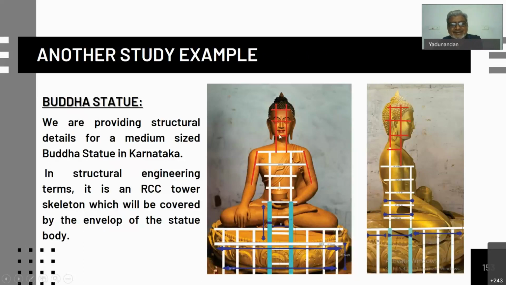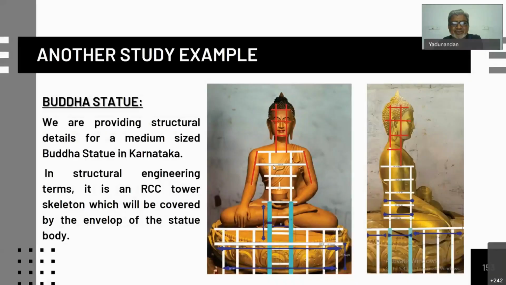So, not covering the water tank in detail because of the time, I end the presentation with just an example of a project that we are doing. We are providing the framework for a Buddha statue in Karnataka. As far as we are concerned in structural engineering terms, it is an R.C.C. tower skeleton with some slabs, and it will be covered by the envelope of the statue body. The statue is the envelope going on it.